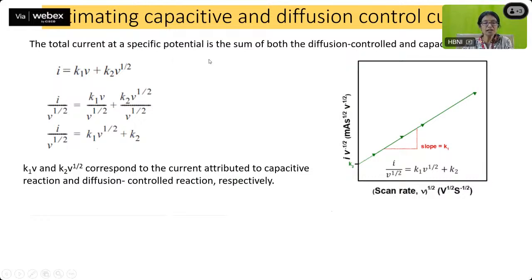The total current at a specific potential is the sum of both diffusion controlled and capacitive reactions. So I is K1 nu plus K2 nu to the power of half. And then you just do this numerical juggling. You can work it out on pen and paper later on. If you plot the scan rate versus I over nu to the power of half, the slope will give you this K1 value. So you will get the amount of current coming from diffusion and the amount of current contributed by capacitive measures.